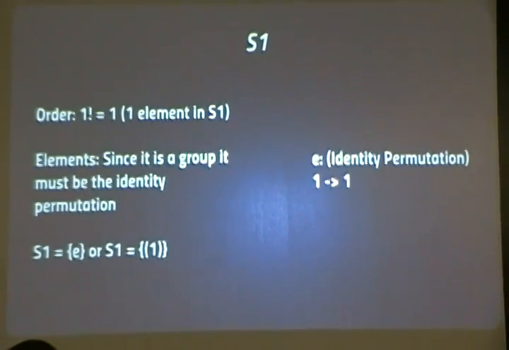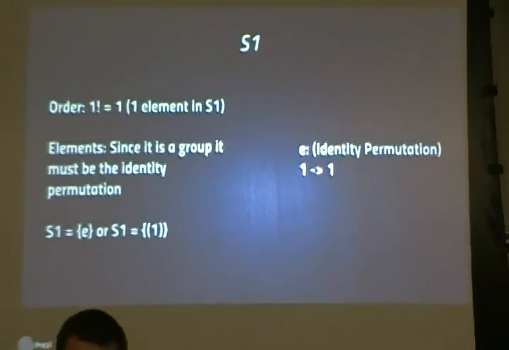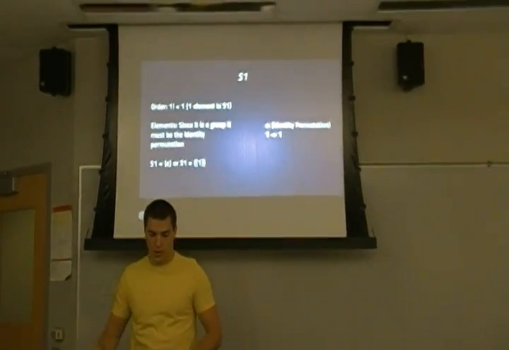And in order for it to be a group, you need to have the identity permutation. So that's literally the only thing that exists in S1. 1 maps to 1.